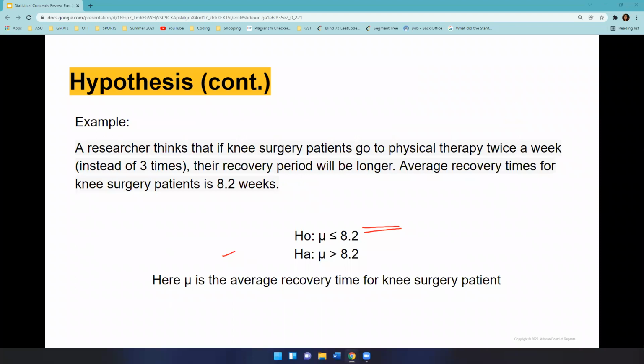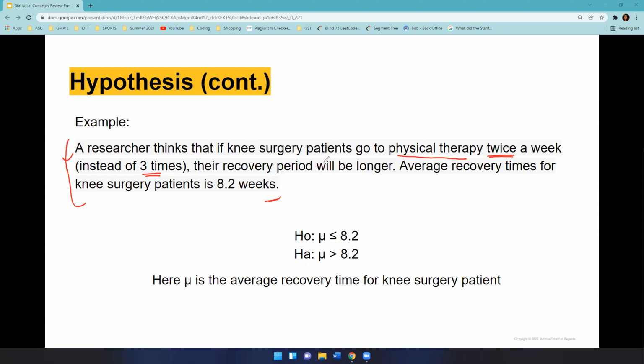Let's understand this with an example, because for any experiment, the first thing is declaring null and alternative, and people find it difficult to decide what is null hypothesis and what is the alternative hypothesis. So I think that's important to understand. So let's take this example. A researcher thinks that if knee surgery patients go to physical therapy twice a week instead of 3 times, their recovery period will be longer. Average recovery times for knee surgery patient is 8.2 weeks. So this is our problem statement, and we are trying to find out what is the null hypothesis here and what is the alternative hypothesis.